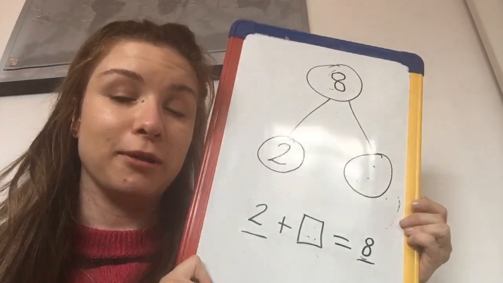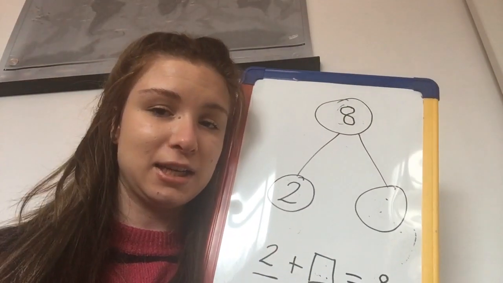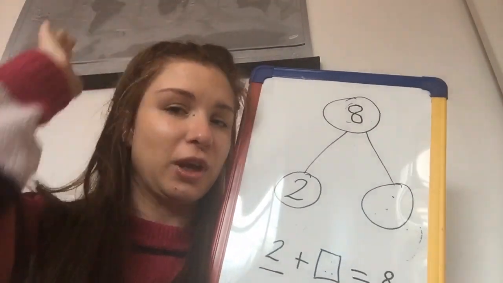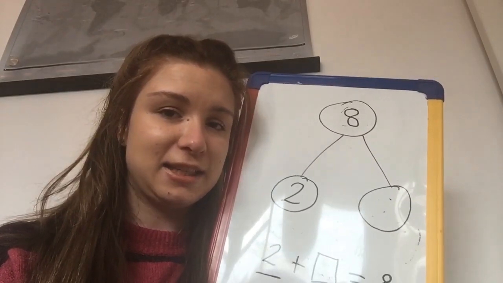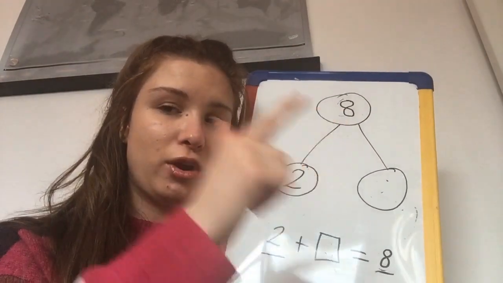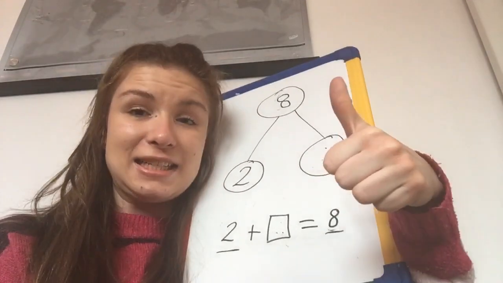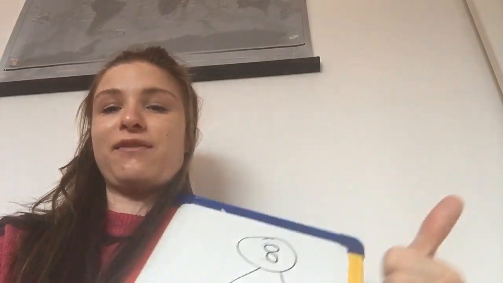So now here comes the tricky bit. We've got to count from 2 until we get to 8. So we're going to start from 2 and we've got to stop when we get to 8. Yes? Ready? 2, 3, 4, 5, 6, 7, 8. How many fingers was that? Let's have a go. 1, 2, 3, 4, 5, 6. 6.